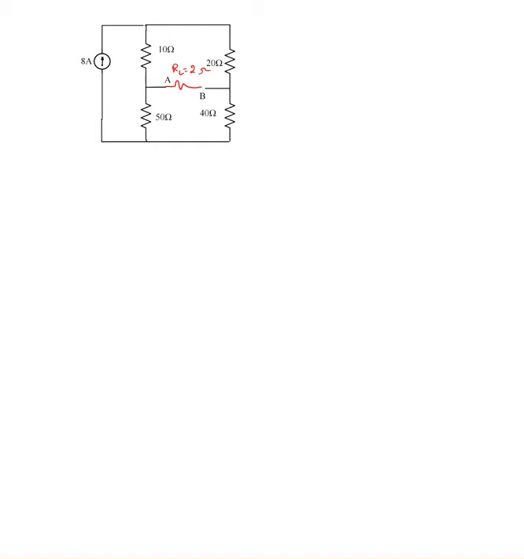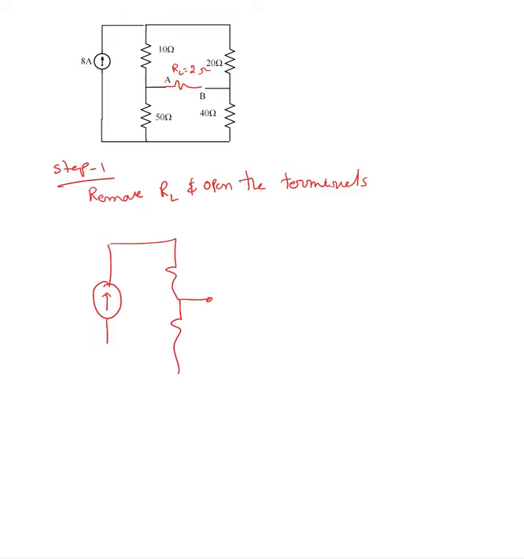Okay, so step 1, there are 4 steps to solve this example. Step 1, remove that RL and open the terminals. Keep them open, so we're not going to connect anything between AB terminals. Okay, so that's our step 1. Now our goal is finding Thevenin equivalent circuit between AB terminals.